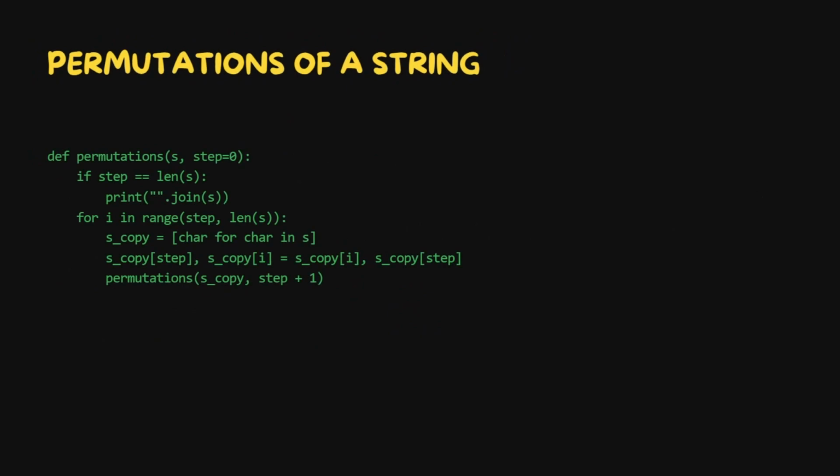This is the code for permutation. So first, if step equals length, we will join the string. Then for i in range step to length of s, we will copy it. s_copy equals character for character in s. s_copy[step], s_copy[i] = s_copy[i], s_copy[step]. We will recursively call the permutation function.